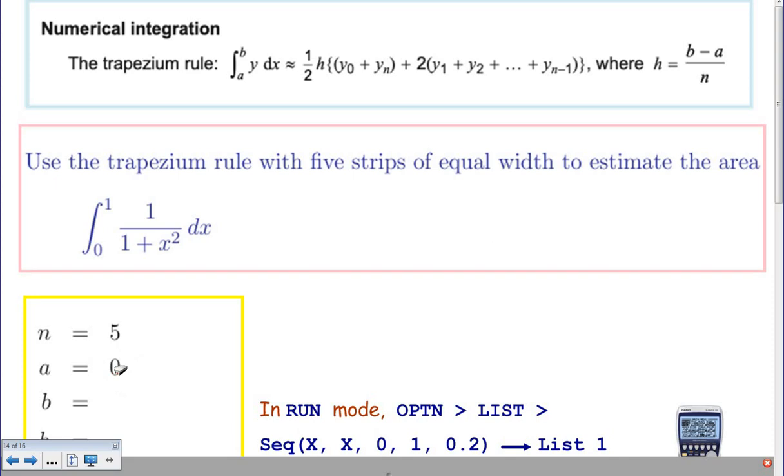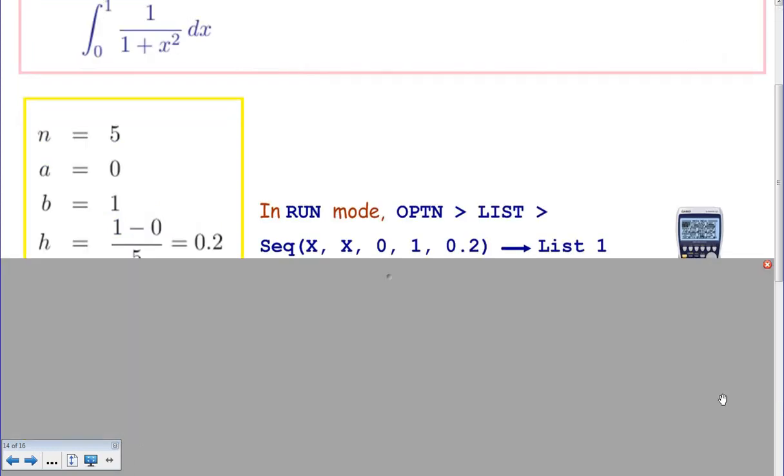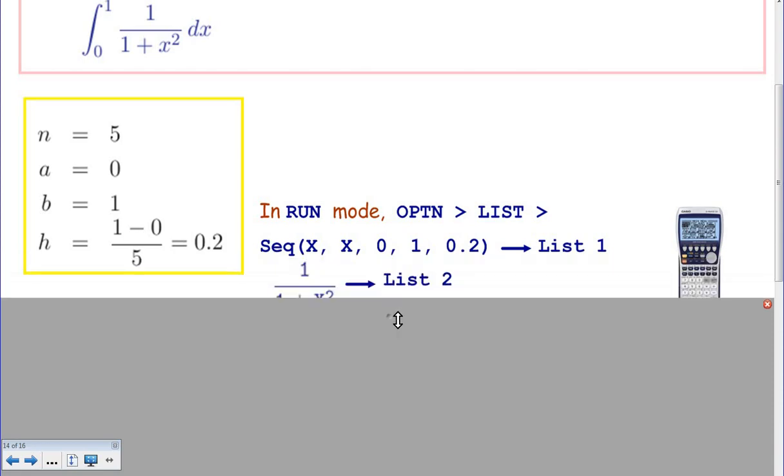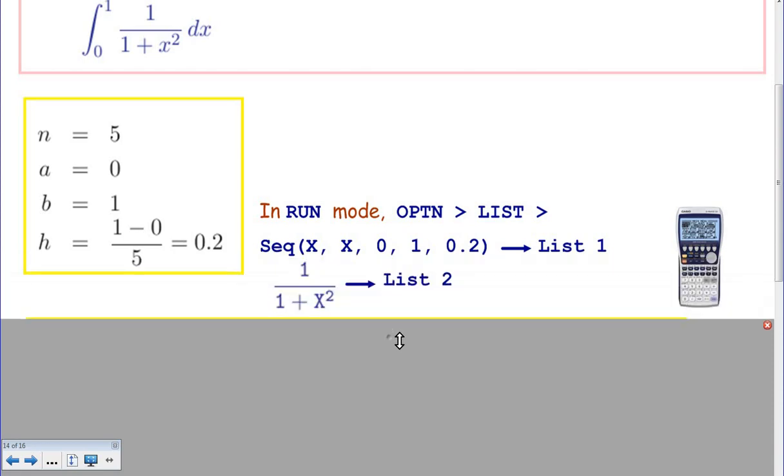A, we start at 0, b, we end at 1, and to get h, we do b minus a over n. Remember, you're given the formula for h, so you just pop your numbers in. So 1 take away 0 over 5 gives us 0.2 again. Okay, to get our x values, we can go onto our calculator, and then we can calculate the y values as well.